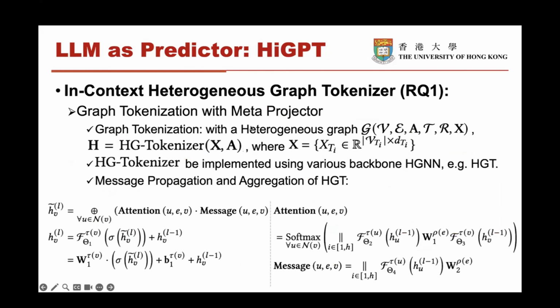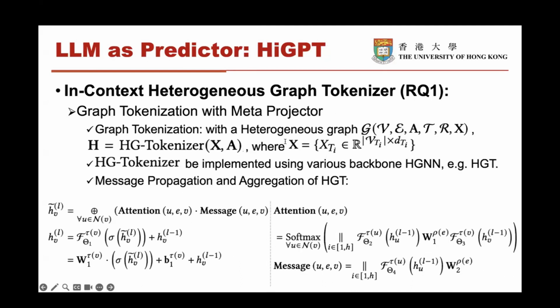So let's step into the technical details of our HiGPT. The first part of our HiGPT is the in-context heterogeneous graph tokenizer to address RQ1. Specifically, we conduct graph tokenization with a heterogeneous graph, and the HG tokenizer is shown in the figure, and it could be implemented using various backbone heterogeneous graph neural networks such as HGT, HGN, and HGNN.